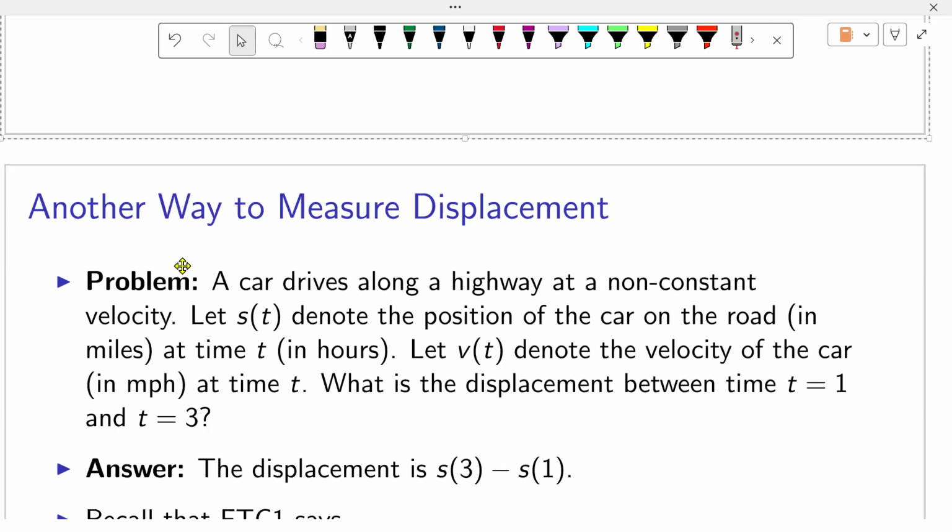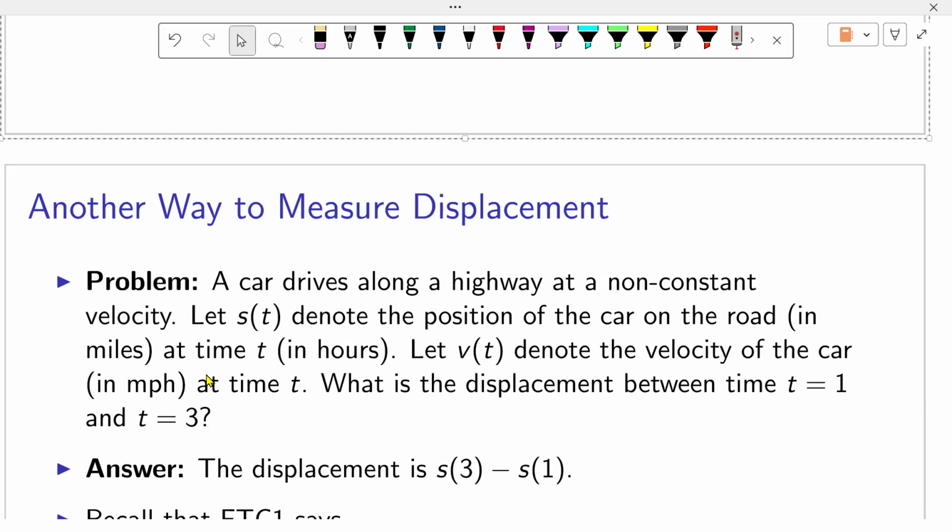We're going to let S of t denote the position of the car on the road in miles at time t in hours. So we have this function S of t that gives the position of the car on the highway. And we'll let V of t denote the velocity of the car at time t.